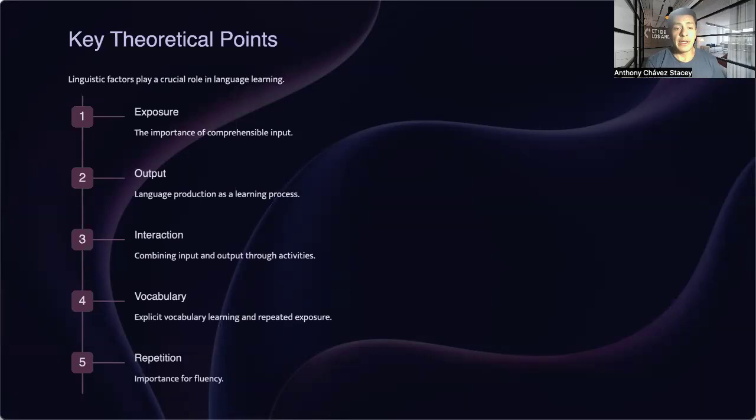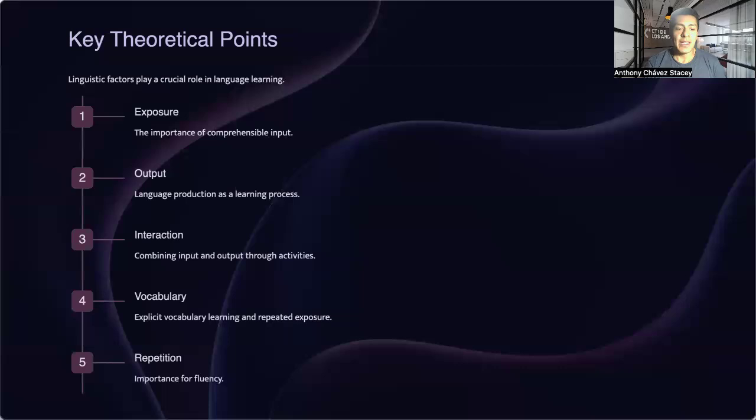The exposure: the importance of comprehensible input will depend on the level that we are teaching, and we need to consider this exposure in our classroom. The output: on the other hand, language production as a learning process needs to be analyzed for every class in order for the students to have this output in speaking and writing.